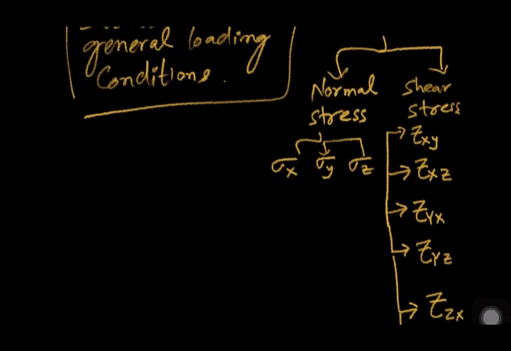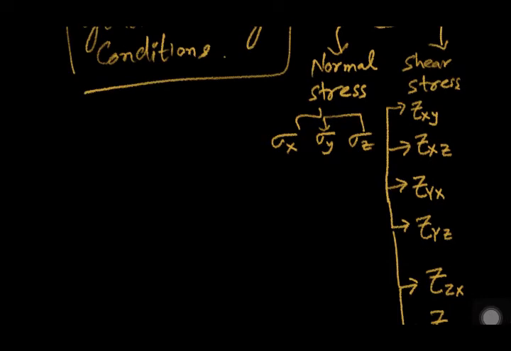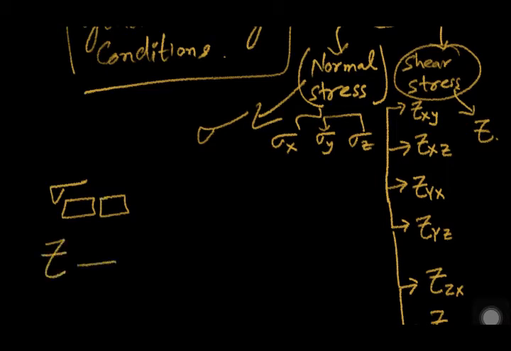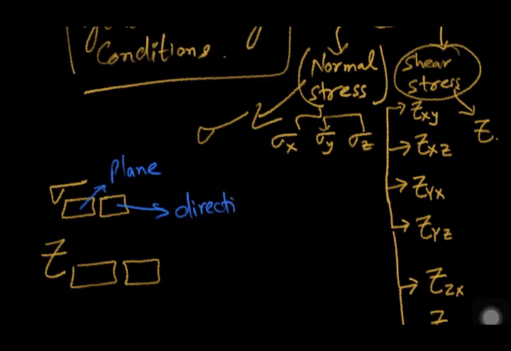Okay, and normal stress is always denoted by sigma, and shear stress is always denoted by tau. And in order to summarize, we can have it like this. Say this is sigma, normal stress, and this defines the plane, this defines the direction. Again, this will define the plane, this will define the direction.